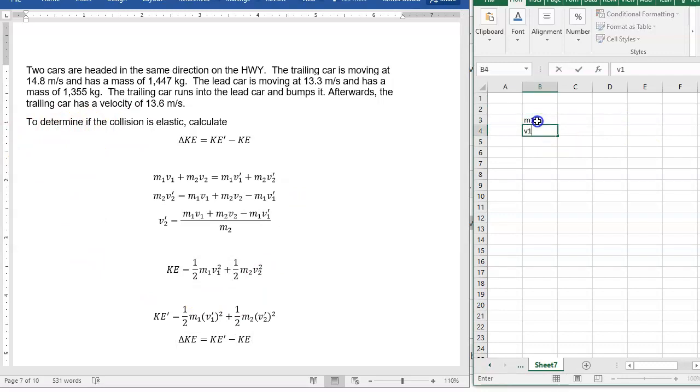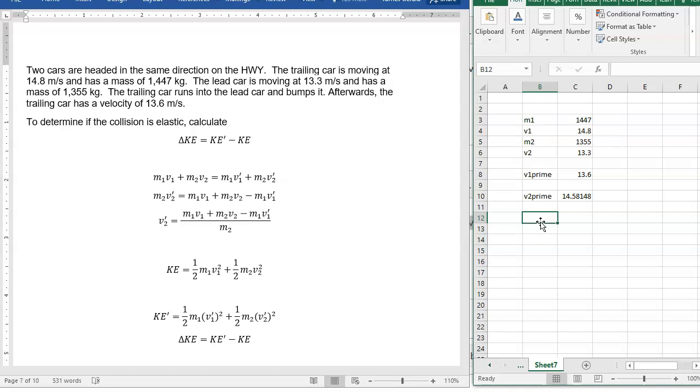What are our variables that we know? m1, v1, m2, v2, and v1 prime. Let's stick those in. They are 1447 kilos, 14.8 meters per second, 1355 kilos, 13.3 meters per second, and then 13.6 meters per second. V2 prime is, I'm going to use parentheses because I've got a numerator with more than one term, m1 times v1 plus m2 times v2 minus m1 times v1 prime, divided by m2. So we now know v2 prime is 14.58 meters per second. So it's going a little faster than it was before.